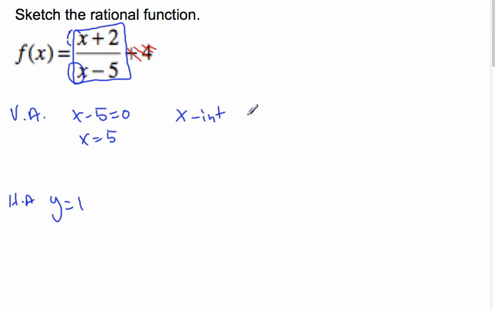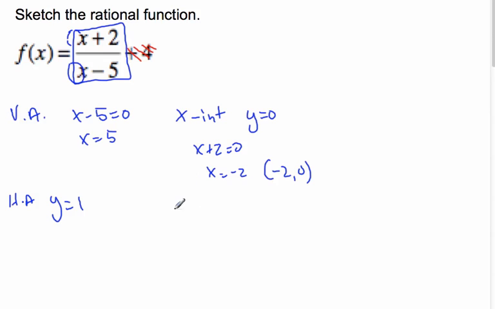The next thing I'm going to look at is my x-intercepts. For x-intercepts, I always let y equal 0. So that means this fraction here has to be 0. Anytime a fraction is going to be 0, the top is 0. So I know that x plus 2 equals 0, so x equals negative 2. So my x-intercept is (-2, 0).